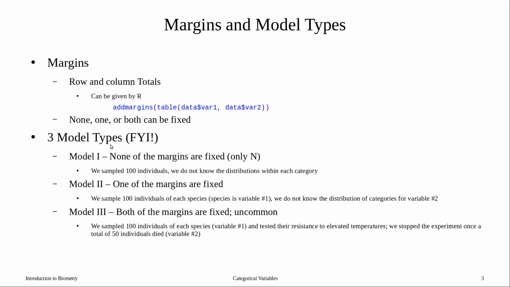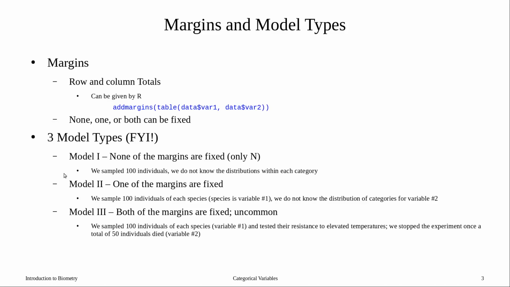So what is a Model 1 contingency analysis? These contingency analyses do not fix any of the margins. They only fix the total number of samples in our table, so our grand total. Let's say we sampled 100 individuals. We're going to fix 100 individuals. We don't know what the underlying distribution is in each category, and we don't really care. We will test assuming that we will always have 100.